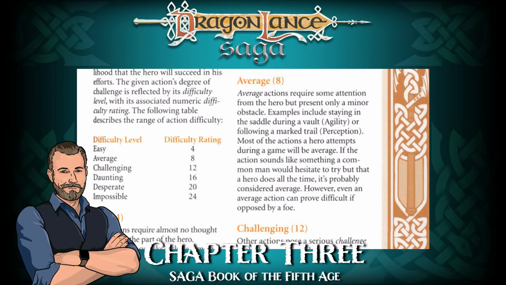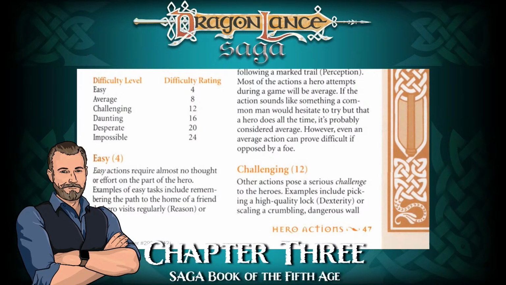Average, 8. Average actions require some attention from the hero, but present only a minor obstacle. Examples include staying in the saddle during a vault, agility, or following a marked trail, perception. Most of the hero's action attempts during the game will be average. If the action sounds like something a common man would hesitate to try, but a hero does all the time, it's probably considered average. However, even an average action can prove difficult if opposed by a foe.